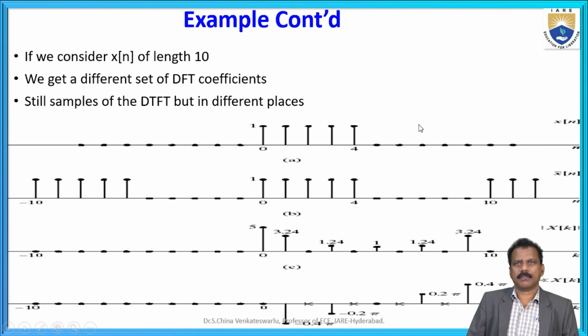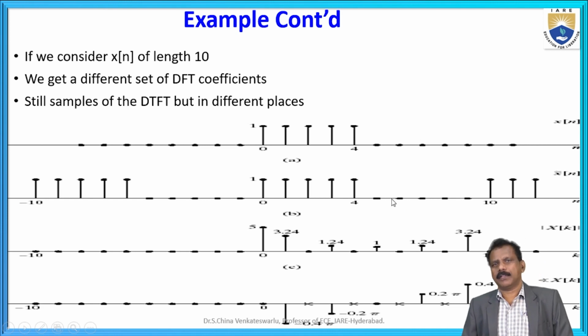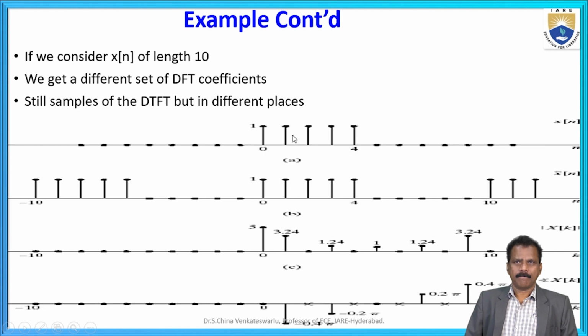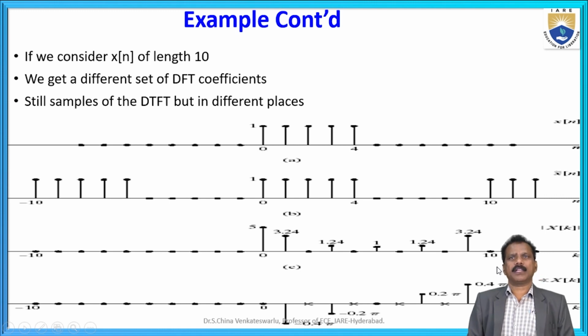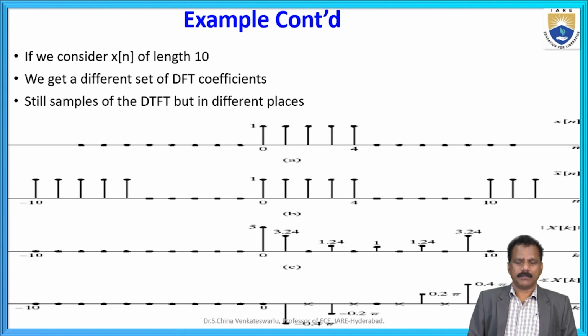Still the samples of the discrete Fourier transform, but in different places, will be identified: x of n versus n, approximately x of n versus n, and x of k versus k, approximately x of k versus k. Like this, if you consider x of n of length 10, we observe we get a different set of DFT coefficients, samples of the discrete time Fourier transform in different places.